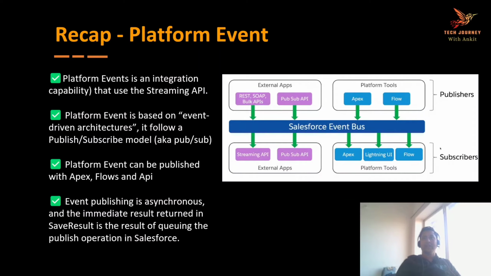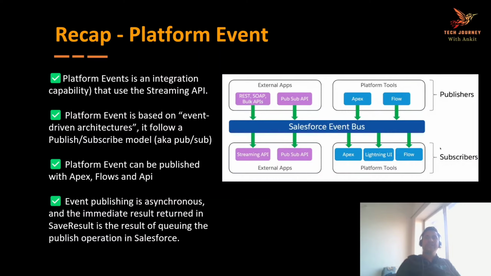So let's have a quick recap of what we have understood from the previous session. As I have already highlighted, platform event is a product of a streaming API. It works on the event driven architecture where different systems will publish an event to the event bus by using the platform event, and different systems can subscribe to the event bus again by using the platform event. So with the help of platform event, you can not only publish the events but also subscribe to the events on the event bus.